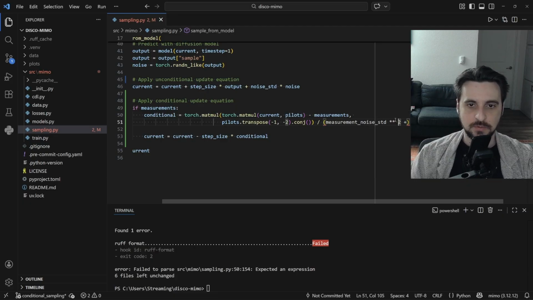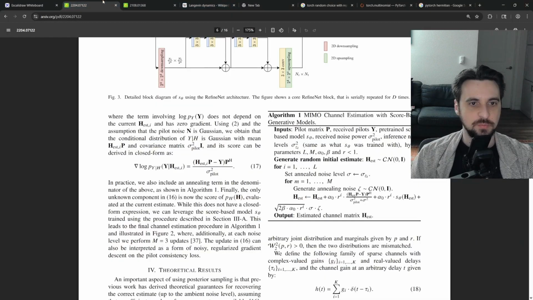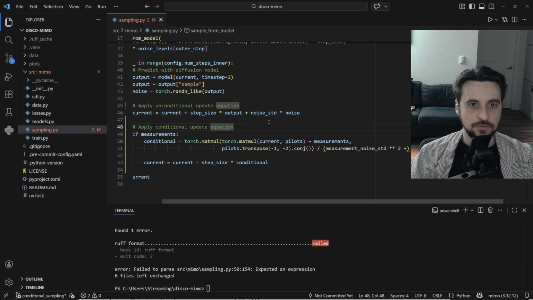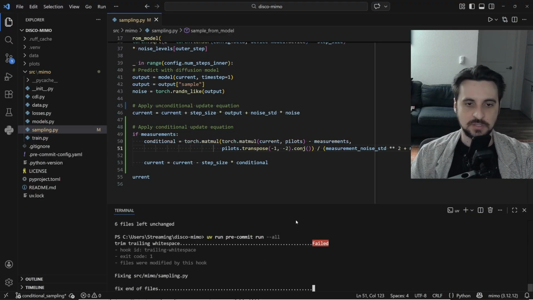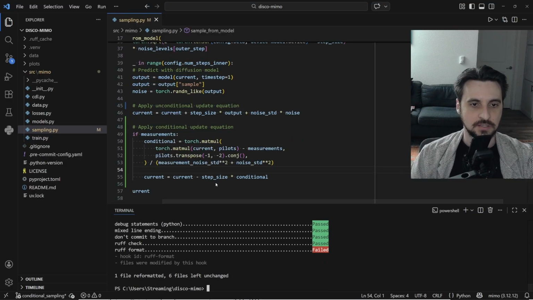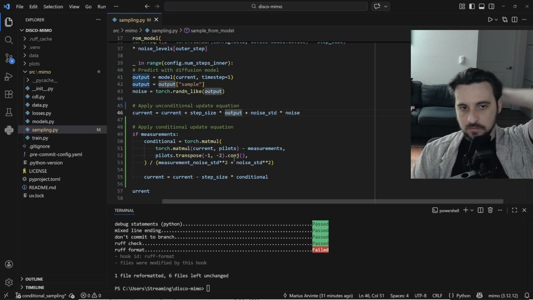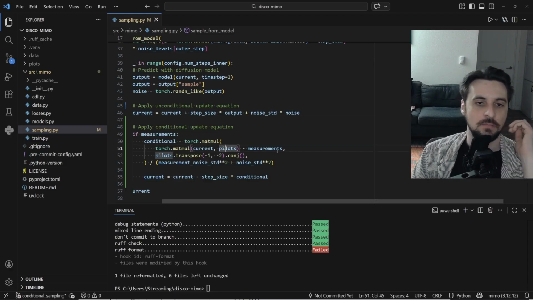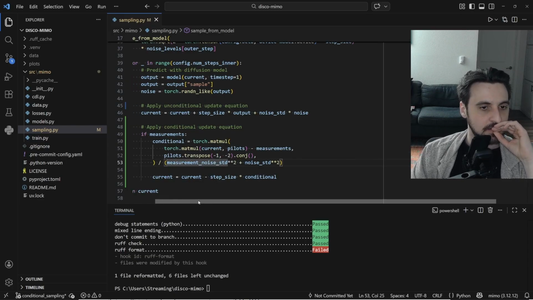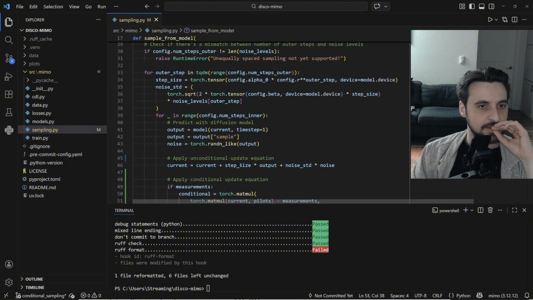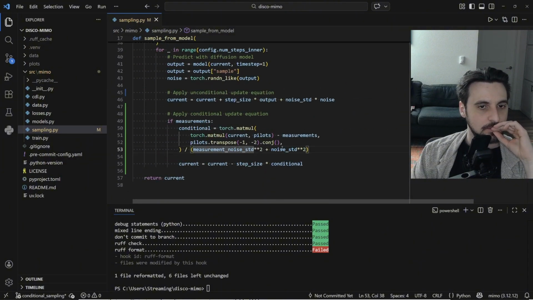So it's times measurement. Is it? I think it's got to be powers, right? Yeah, it's squared. So then I also take the current noise standard deviation and I square that too. Let me see if this cleans up. Okay, it does clean up. So matmul of H times P minus Y times P Hermitian, divided by squared measurement noise plus noise standard deviation.